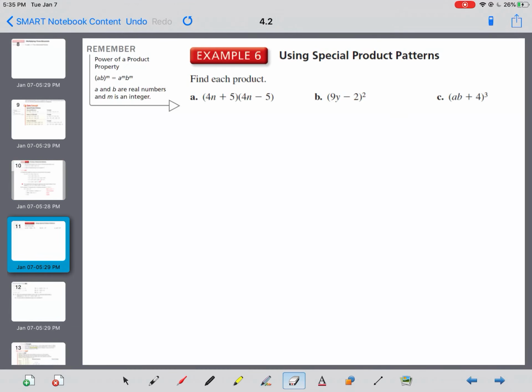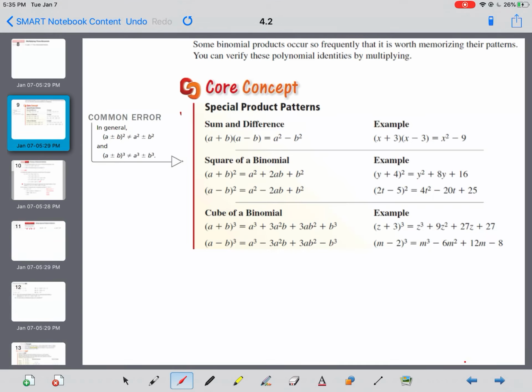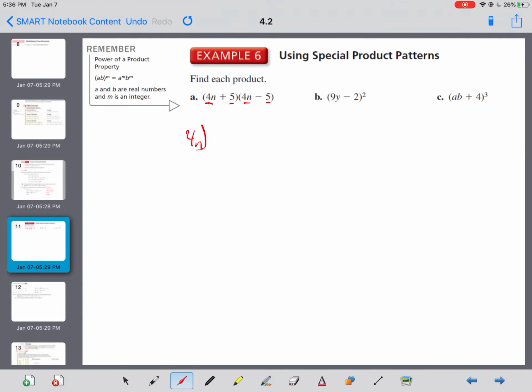All right, find each product. Notice that it's the same start, same back, but they're a difference. So it's going to be that pattern. Let's go back and look. It's going to be the first thing squared minus the second thing squared. So it's going to be 4n squared minus 5 squared. 4 squared is 16. N squared is n squared. 5 squared is 25.